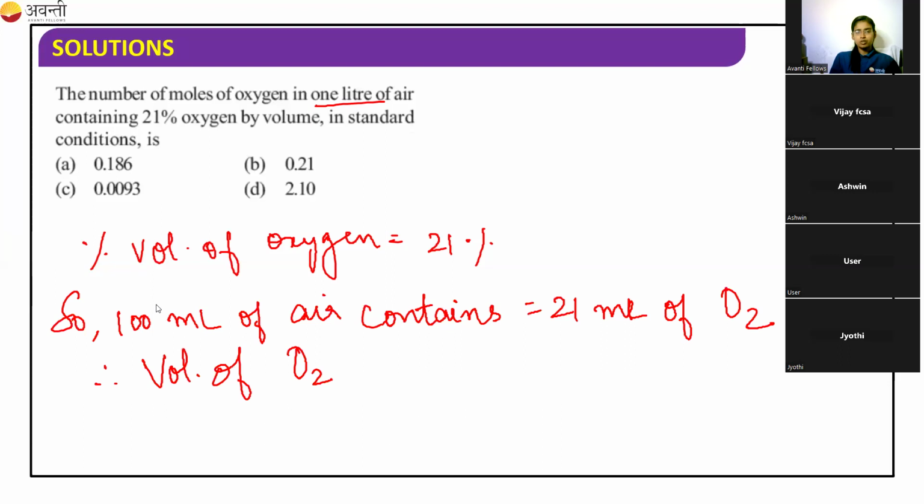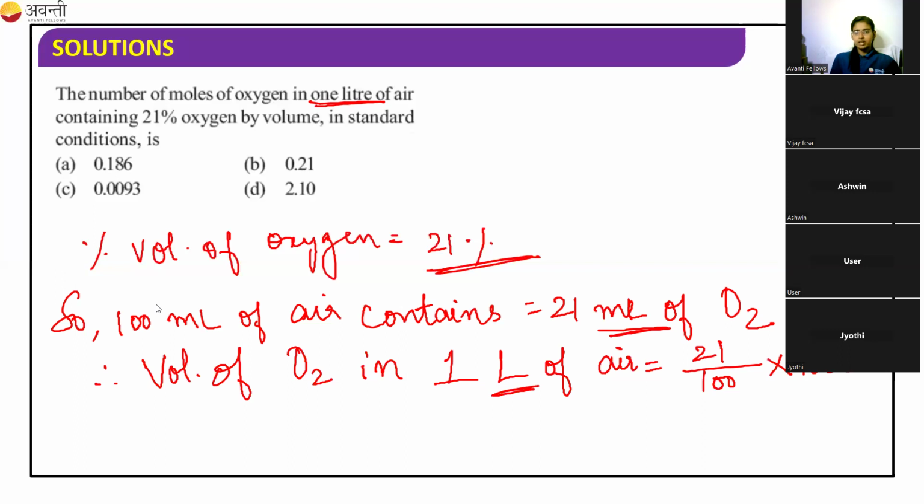Therefore, we have to find out the number of moles of oxygen in 1 liter. So let me find out the volume first. Volume of oxygen in 1 liter of air is equal to 21 divided by 100 into 1000, because it is 1 liter. We have to convert this milliliter to liter, so I am multiplying by 1000. It is given 21%, so that's why I have written 100 in the denominator. Now if I cancel this, I get 21 into 10, it is 210 milliliter. So this is the answer for volume.